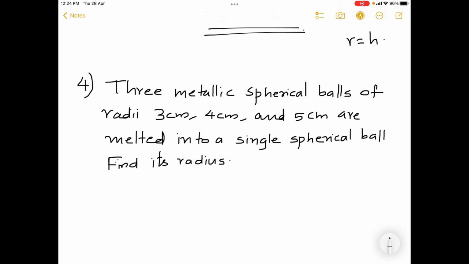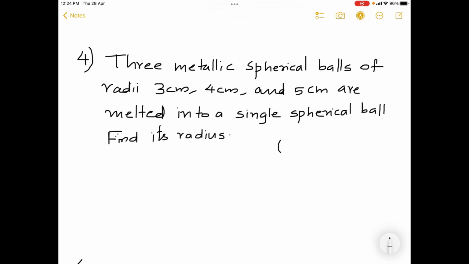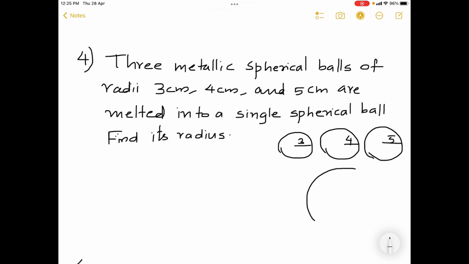Next question. Three metallic spherical balls of radius 3 cm, 4 cm and 5 cm are melted into a single spherical ball. Find its radius. Three metallic spheres of radius 3, 4, 5 are melted to form a big sphere of radius R. Find the radius of the big sphere.